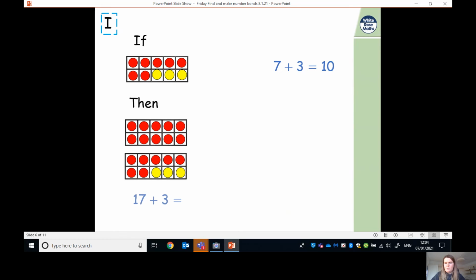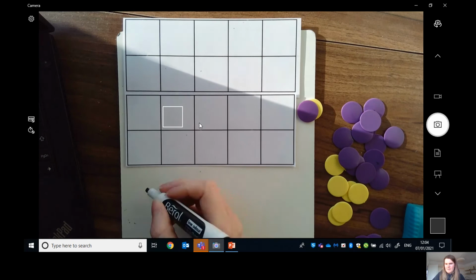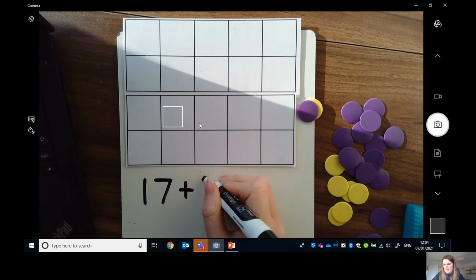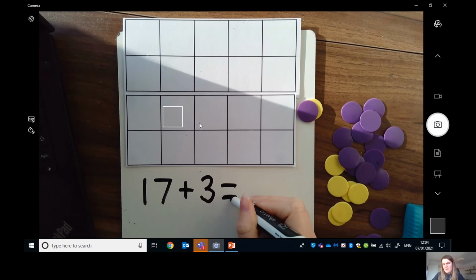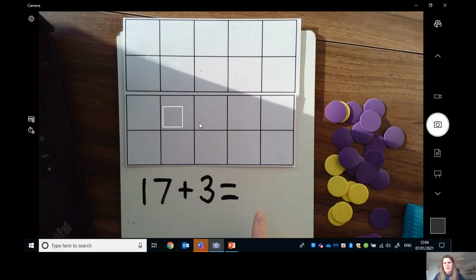So we should be able to work out what 17 plus 3 is. The first thing I'm going to do is write my equation. 17 plus 3. This should start me off right. The next thing I need to do is find my 17.